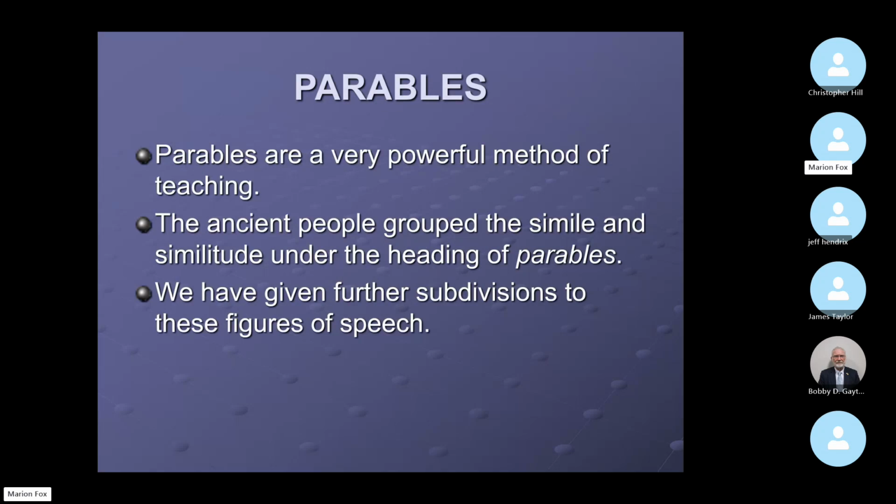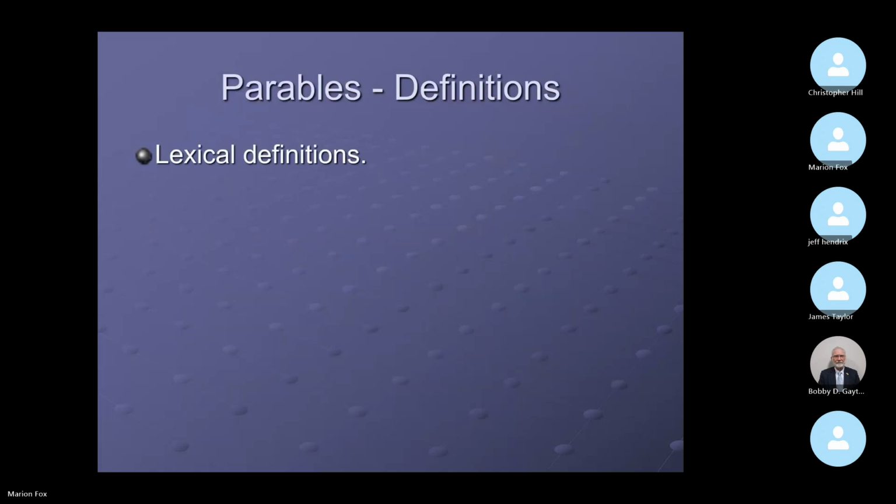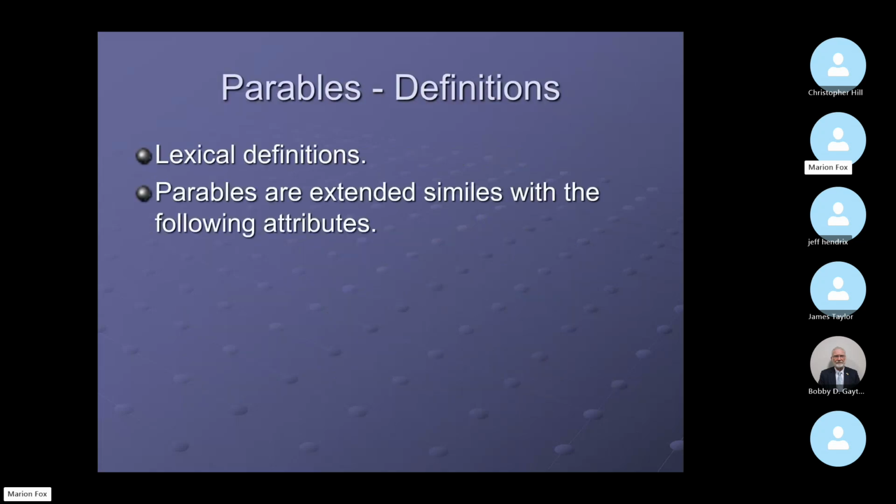All right. I'm giving us further subdivisions of these figures of speech, because I'll separate the similitude and the simile, and even the metaphors, into a separate category. We'll subdivide a little more than they did. I'll consider a parable to be a different figure of speech than a simile or a similitude. I'll make them argue that they're different. Look at the lexical definitions, and then we'll just look at them as extended similes with the following attributes.